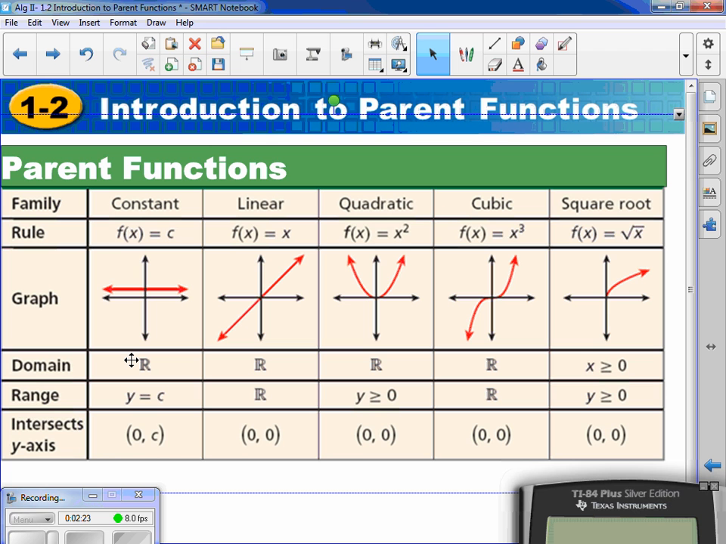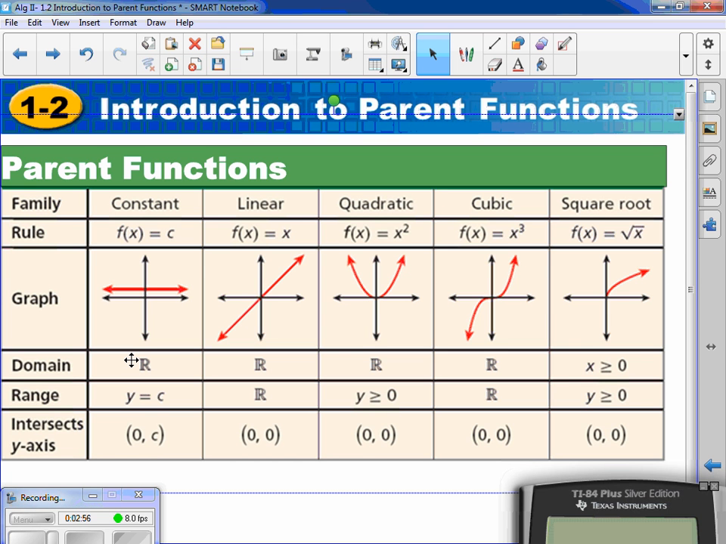A quadratic function is a function in the form of f of x equals x squared. The domain: I can put any x values in here. It's all real numbers. The range of the parent function: there are no negative y values. So the range for a quadratic is y is greater than or equal to 0. This one also crosses at 0, 0.